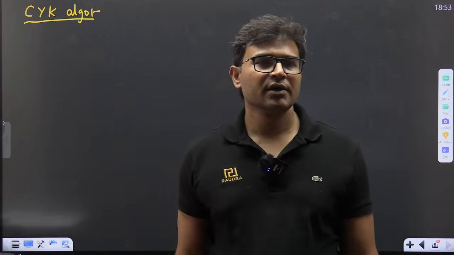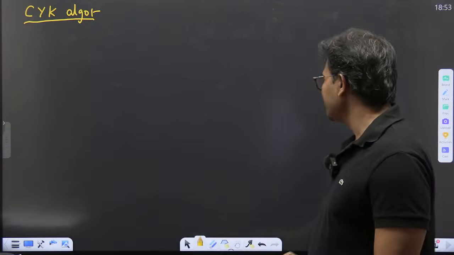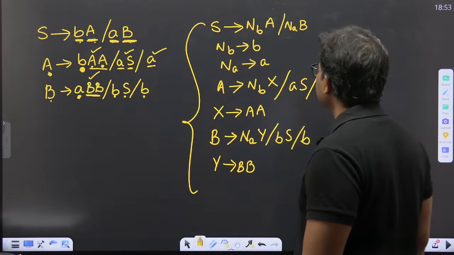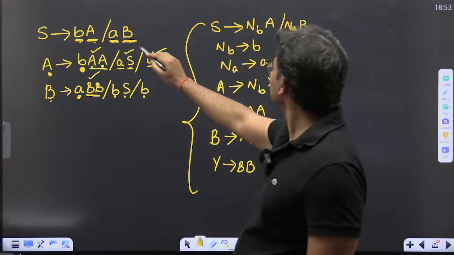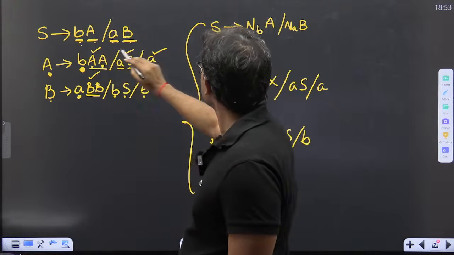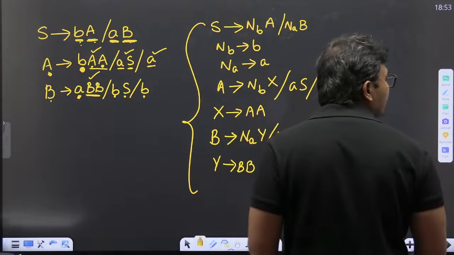NAS, NA? Yeah, I didn't put it here. Yes, yes, it is NB, right? NB, A and NAB, right?